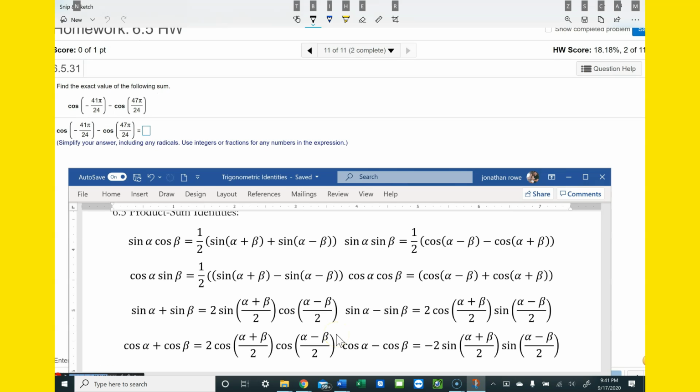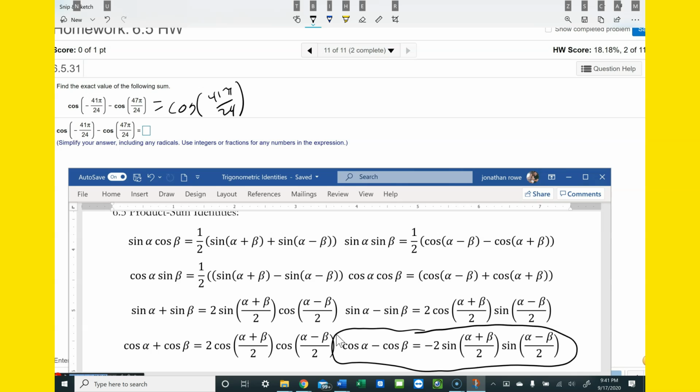It looks like we got a cosine alpha minus cosine beta, which looks like it should be this identity being put to use. I'm also going to use the even identity, which is the fact that cosine of negative alpha is the same thing as cosine of alpha. So let me rewrite it as cosine of 41 pi over 24, because that's the same thing as the cosine of negative 41 pi over 24, minus cosine of 47 pi over 24.